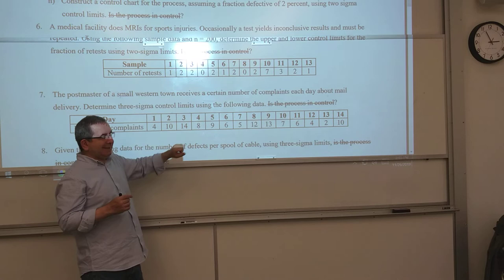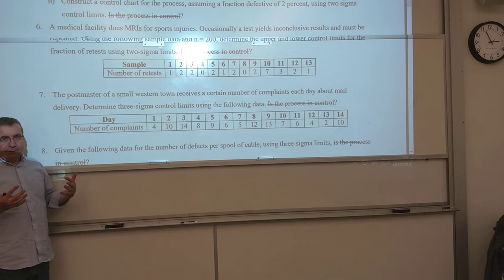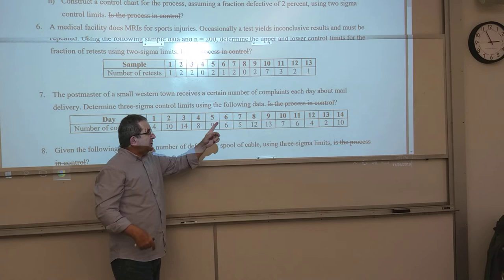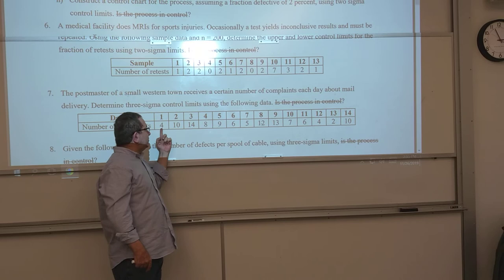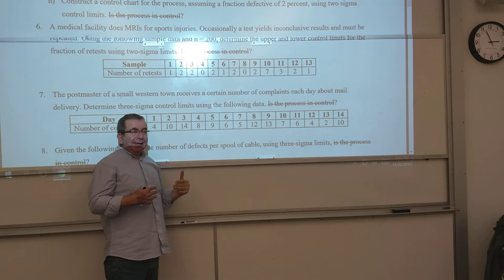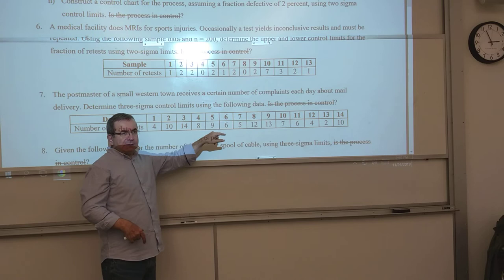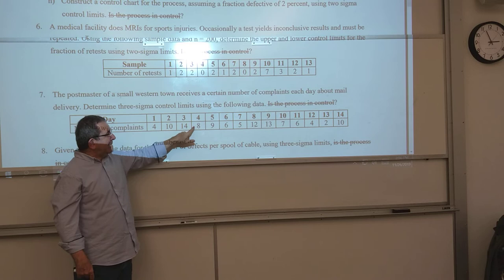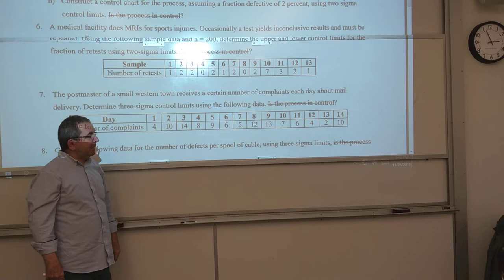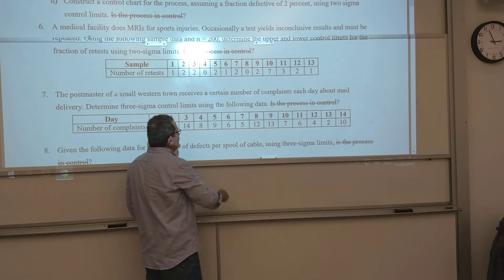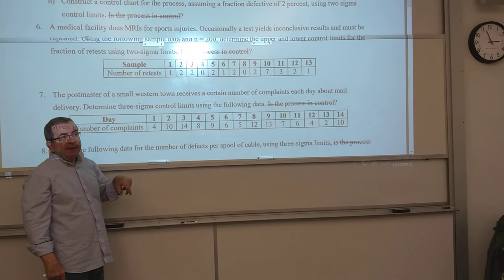So here, we don't have a sample. Okay, we have a product, which is mail delivery. So we provide the same service every day. But every day, the same service has a different number of defects. Okay, so this is one product, this is one product, this is one product. Every day is a different product. And every day there will be a different number of defects. Okay, so this is the C chart.